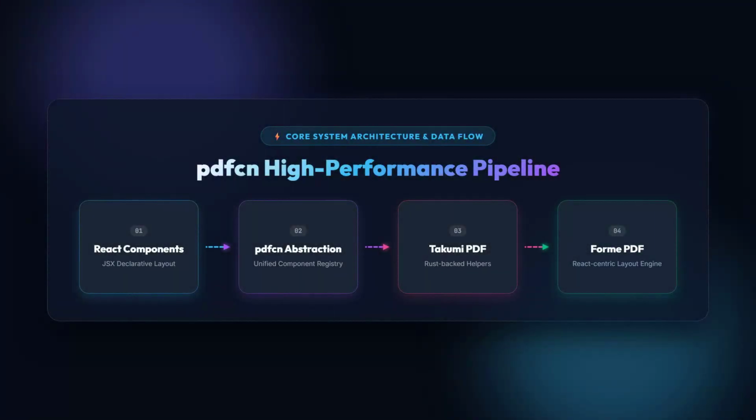The core architecture of pdfcn is built on a dual-engine strategy. It abstracts the rendering layer so you can target either Takumi PDF or Forme PDF. Takumi provides a high-performance Rust-backed helper ecosystem, while Forme offers a robust React-centric layout engine. By decoupling the component design from the underlying layout engine, pdfcn allows you to write clean React code that compiles down to precise PDF layouts without worrying about low-level Canvas APIs.